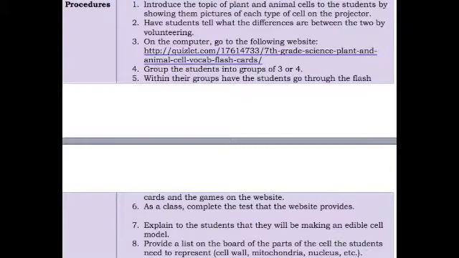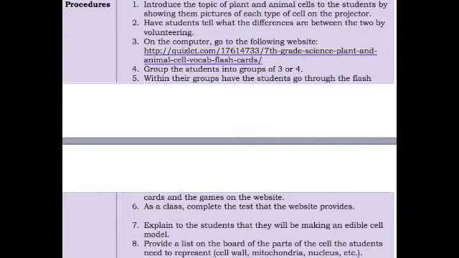For the procedure of our lesson plan, our first step will be to introduce the topic of the plant and animal cell. This will be done by showing 2 pictures, one of a plant cell and one of an animal cell, on the projector using the computer. The second step will be having the students tell the differences between the 2 cells, and this will be done by having students volunteer and raise their hands.